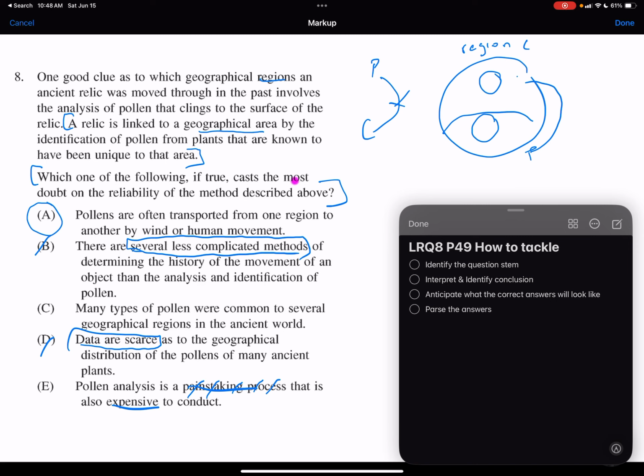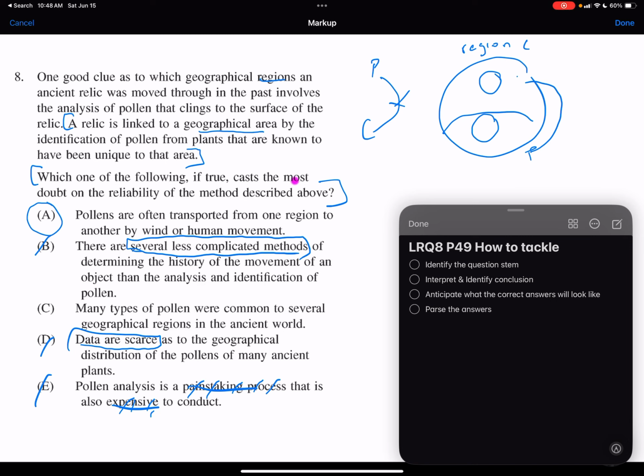Now, if you look at E, pollen analysis is a painstaking process and is also expensive. Red flag words, right? It's hard to prove, especially when the stimulus doesn't talk about it, that it's a painstaking process and it's also expensive to conduct. Unless the stimulus says, hey, this is a painstaking process that's expensive to conduct, and for that reason, it's not reliable, then you could start to look at these answer choices.